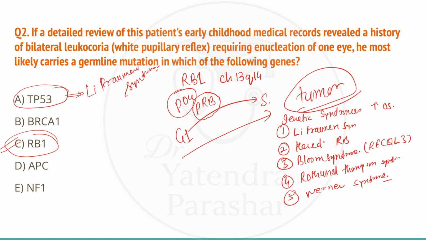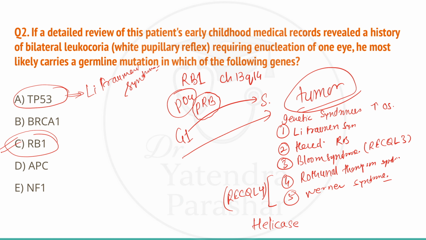The gene involved in Bloom syndrome is RECQL3, and in Rothmund-Thompson and Werner syndrome, the gene is RECQL4. Both these genes are DNA helicase genes and are involved in DNA replication, repair, and maintenance of genomic stability. Mutations are associated with these syndromes, which carry an increased risk of osteosarcoma. So remember these 5 important risk factors for osteosarcoma.